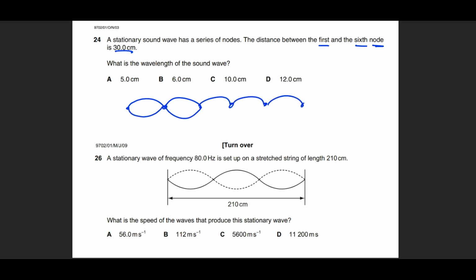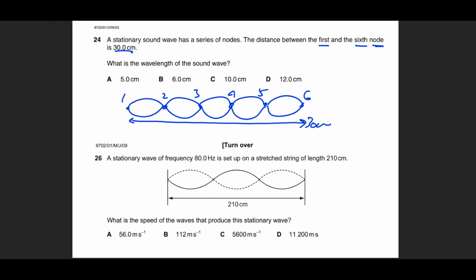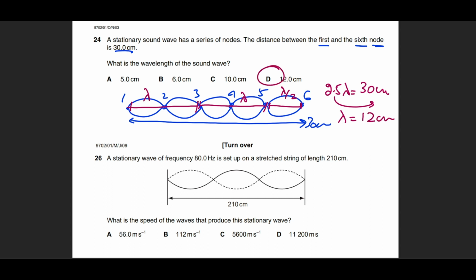Most definitely the stationary wave actually looks like this. From first, second, third, fourth, fifth, sixth node, the distance is 30 centimeters. He's asking you about the wavelength. What's the wavelength? Let's count them. This is one wavelength, lambda. This is the second wavelength, lambda 2. And this is half a wavelength. So this is 2.5 wavelengths being covered in a distance of 30 centimeters. You divide, and you'll get your answer as 12 centimeters, which is option D.